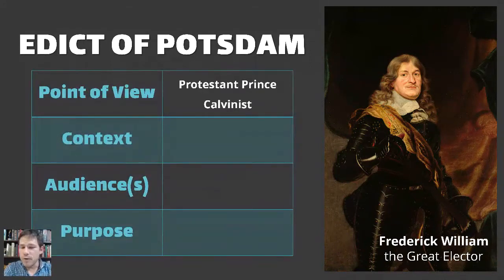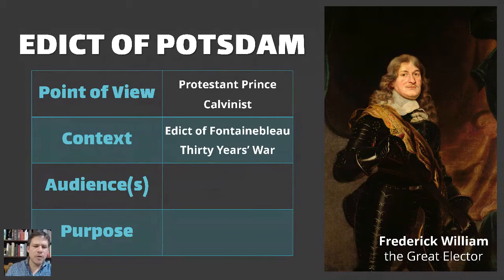First of all, his point of view is that he was a Protestant prince and specifically a Calvinist. So where Louis is setting himself up as the protector of Catholicism, Frederick William is really the most high-profile Calvinist ruler. Remember also that he's in a Protestant kingdom, but he's a fan of religious toleration as well. So the context here is, of course, this Edict of Fontainebleau and the 30 Years' War.